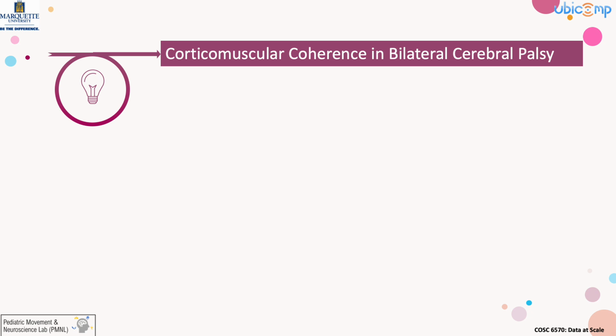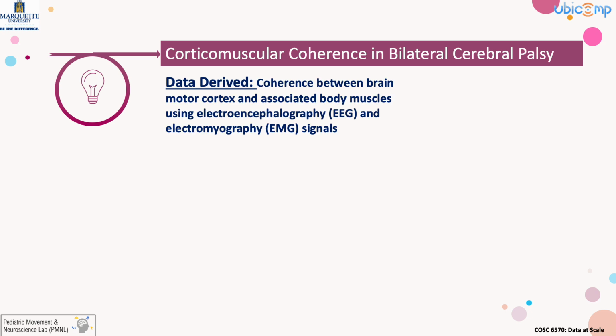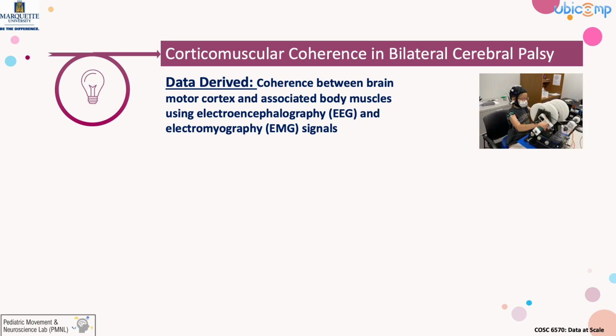This codebook will contain the data of a clinical study in bilateral cerebral palsy. The data derived from this codebook is CMC. So what is CMC? CMC is an index of coherence between the brain motor cortex and associated body muscles. It indicates a linear connection between two signals. This codebook will contain the data of CMC between EEG and EMG sensors.